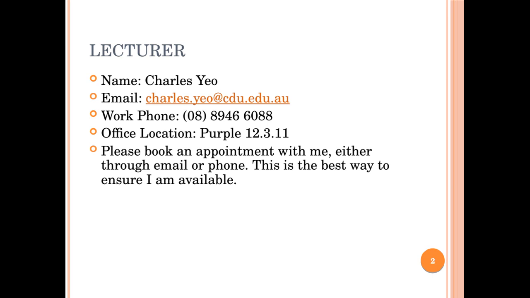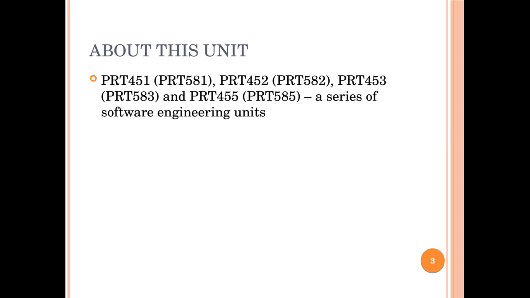For those with background, it's helpful. But here we are continuing to learn more on it, okay? So we'll briefly talk more about all this afterwards. So this is a series of 4 units of software engineering. PRT581, some of you have done it last semester. This is on requirements. 5.2 is on testing. This is this unit.